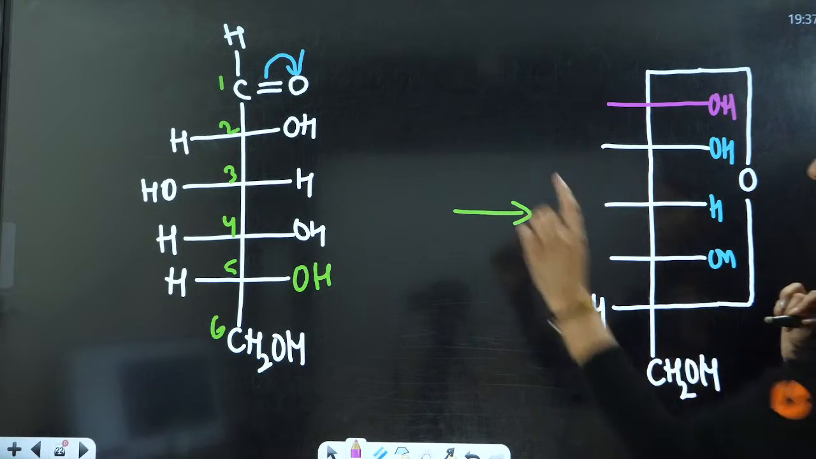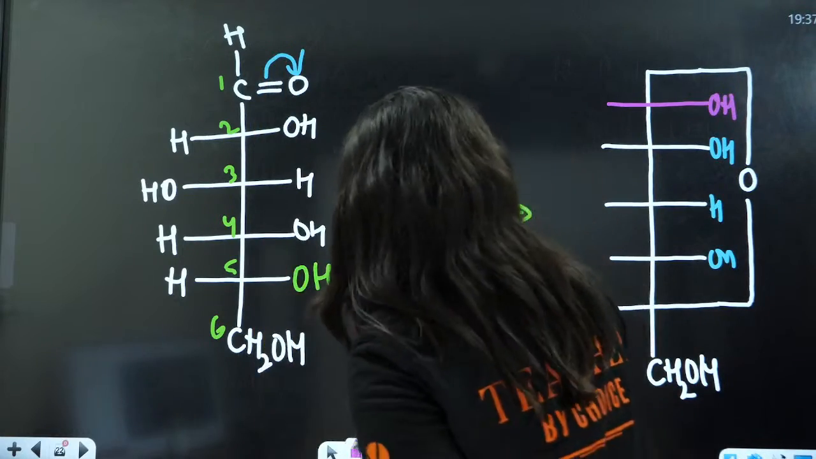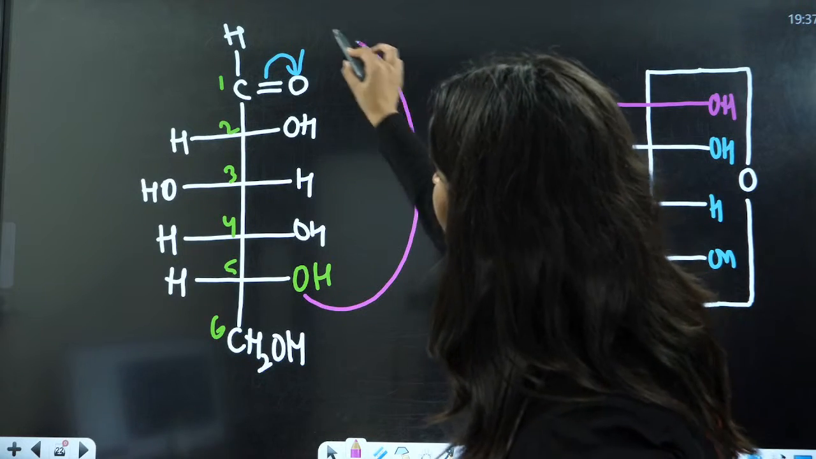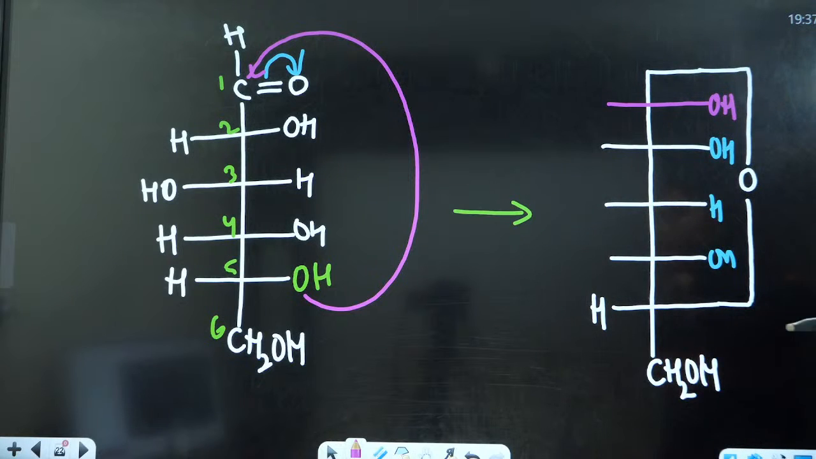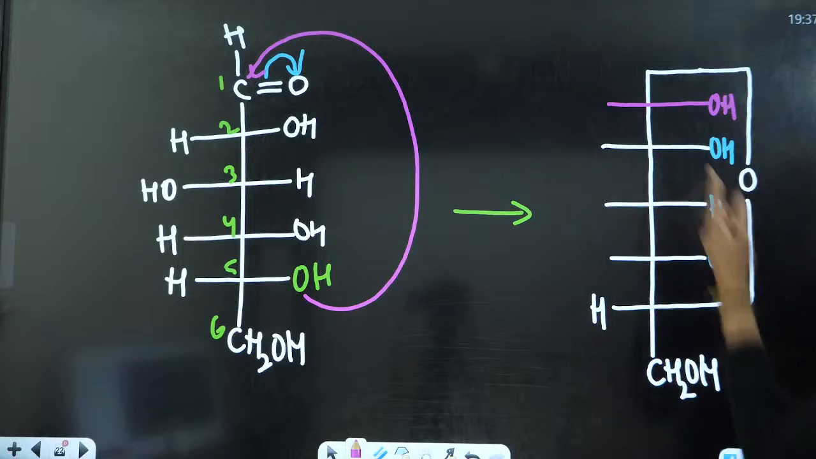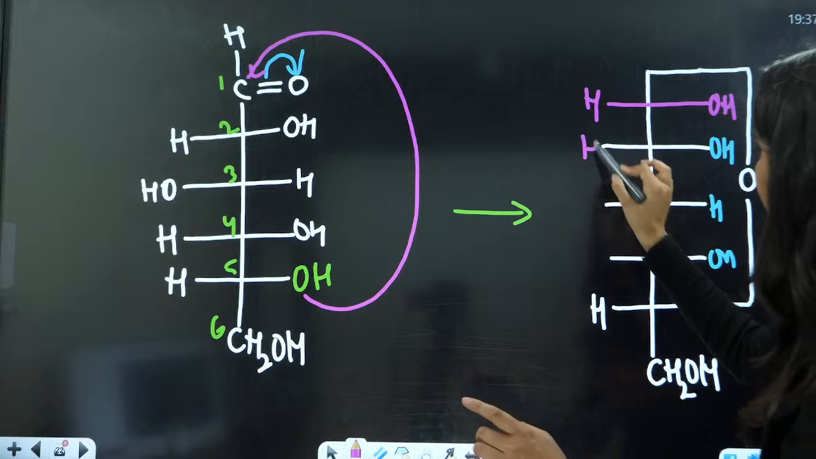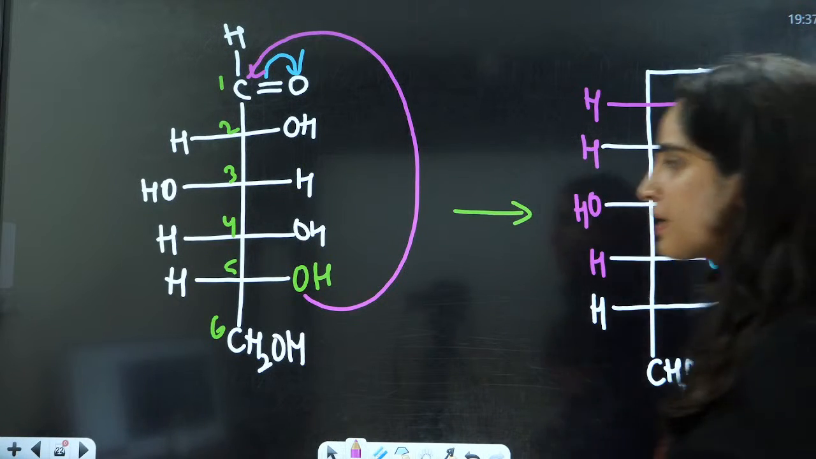There will be one OH here right now, and this O is going to form a ring with this one. This O is going to form a ring with this first carbon here. Right? That ring I have shown with the help of this one. Okay? This ring I have shown here. Everything else will be the same.